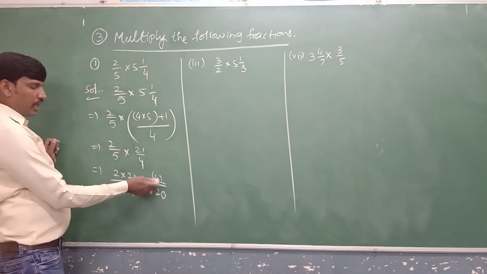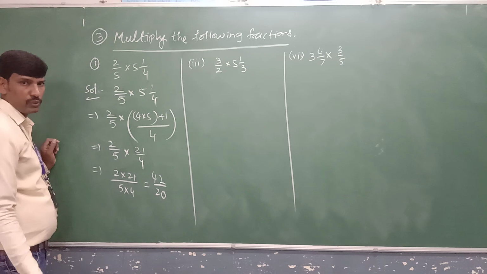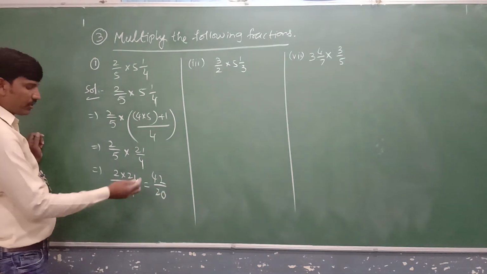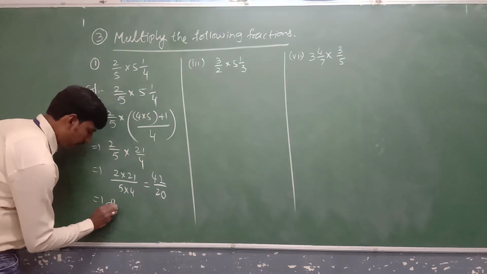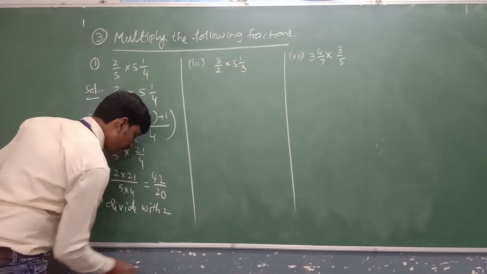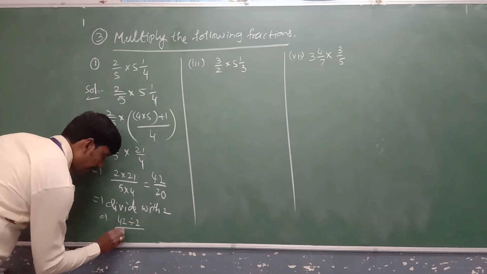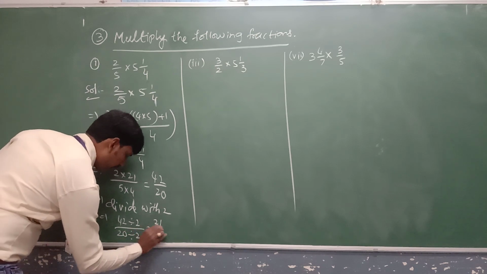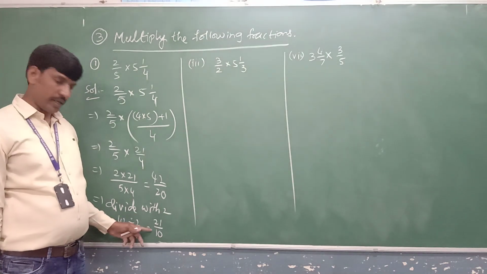Clear? See, both are even numbers. You can cancel with the help of 2, or divide with 2 in numerator as well as denominator. By dividing with 2 in the numerator and denominator, what are we going to get? See, divide with 2. Now which implies 42 divided by 2 by 20 divided by 2, which is equal to 21 by 10. Now both are different numbers, 21 by 10.